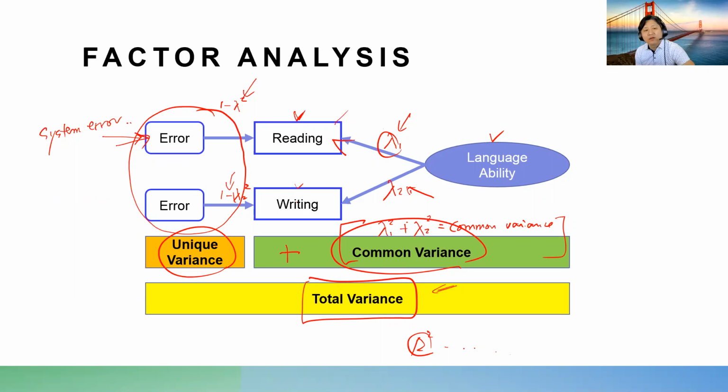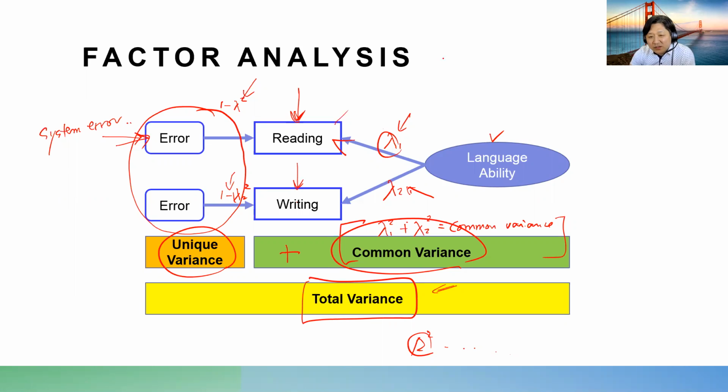But usually we need standardized coefficients, not unstandardized coefficients, because they are much easier to interpret, right? If the reading score and the writing score have different scales, we cannot directly compare these two factor loadings. So we usually prefer the correlation matrix.